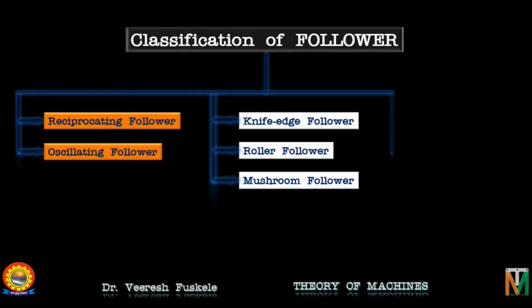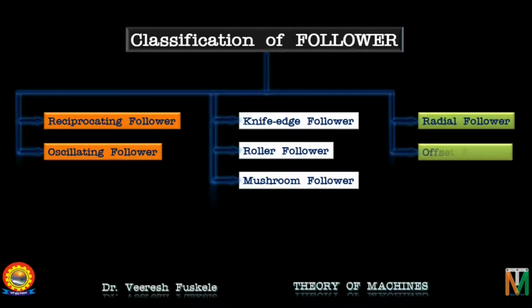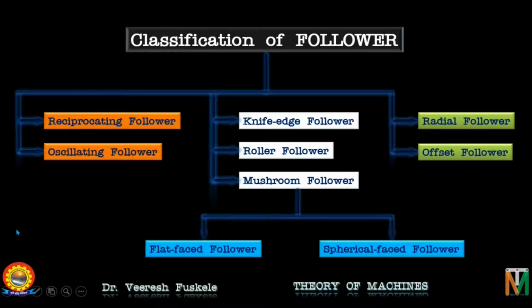Further, according to the location of line of movement, they are classified as radial follower and offset followers. This is the basic classification of the followers. Let's see them one by one. Let's see the reciprocating follower.